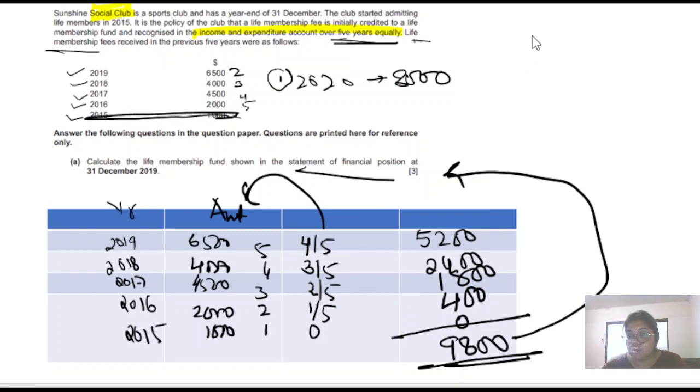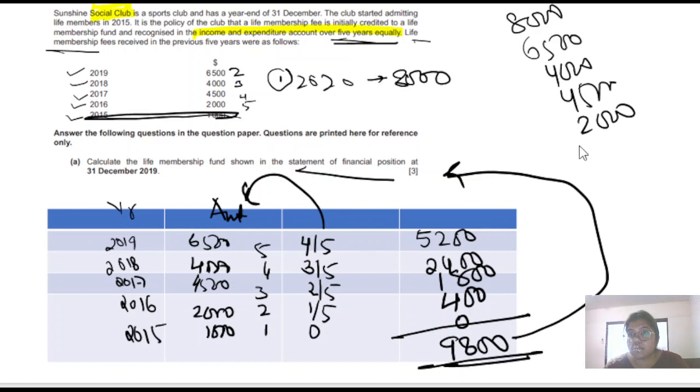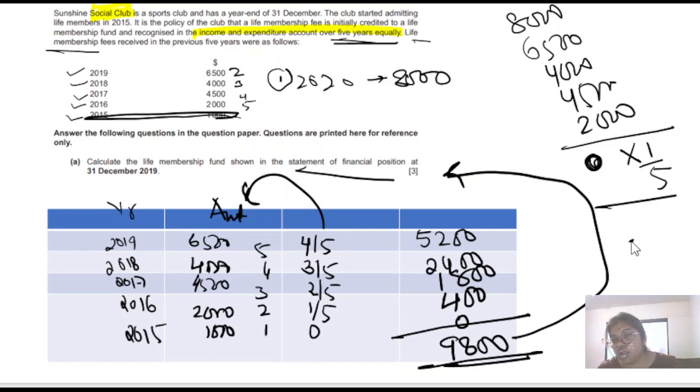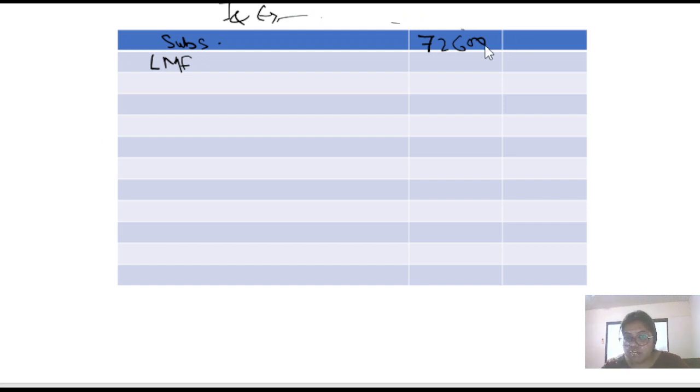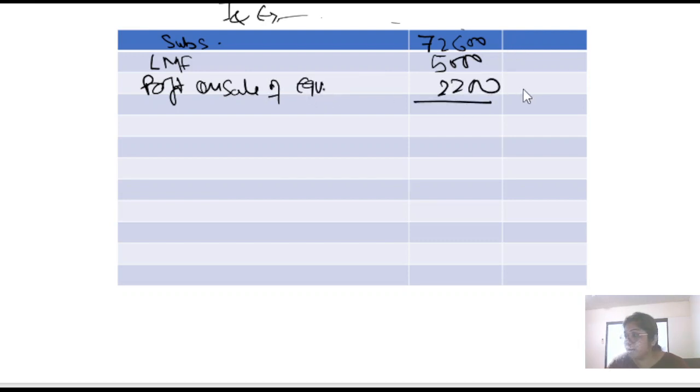So first you have to calculate all the values, meaning 6,500, 4,000, 4,500, 2,000 and 8,000 also obviously. When you add it, then 1/5 you are going to transfer to your income and expenditure account. It is clearly stated in the club's policy. So your life membership fees will be 5,000 after calculating that. After that, what other income do you have? Profit on sale of equipment, that is 2,200. So after adding all, you'll get 79,800 as total income.